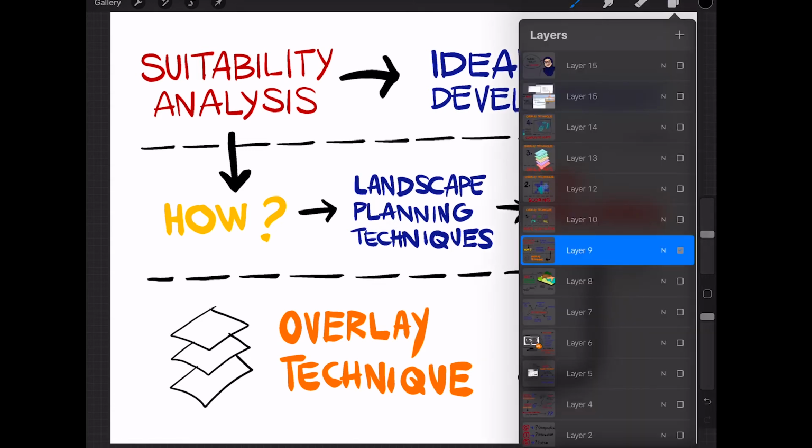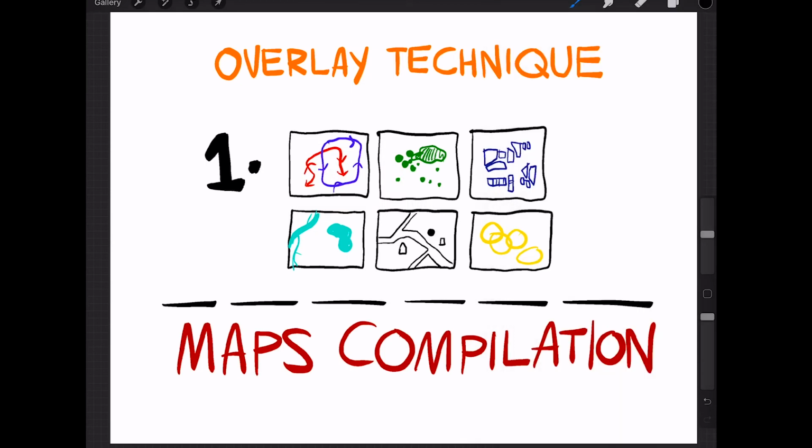So basically, what is the overlay technique? The overlay technique comprises several processes, which is first the maps compilation. For example, you have gone to Tanjung Malim for your site visit and inventory. So you have done your site inventory, analysis, and synthesis, and you have come out with a set of maps. For example, single maps including circulation, vegetation, accessibility, cultural values and whatnot. These single maps need to be collected and compiled in order for you to do the overlay technique.